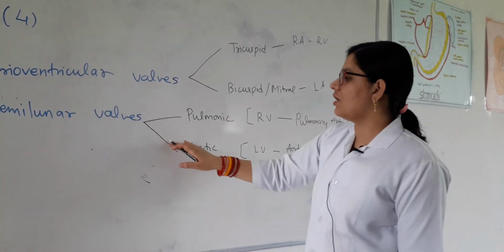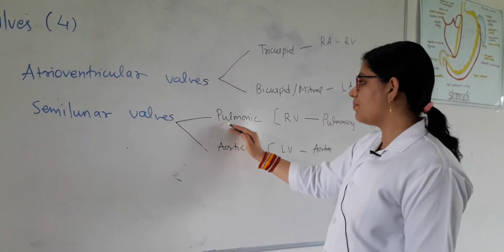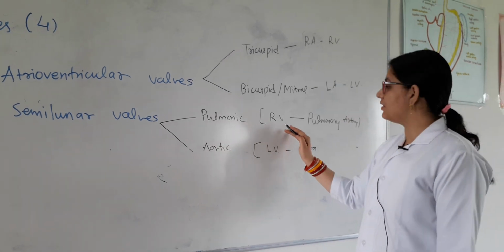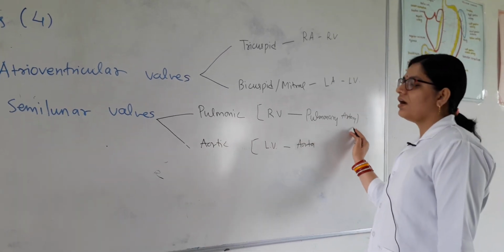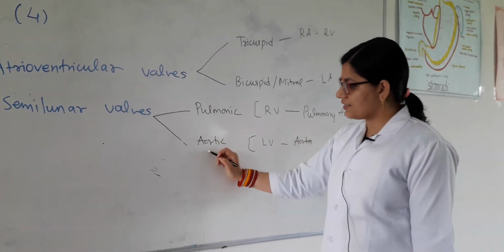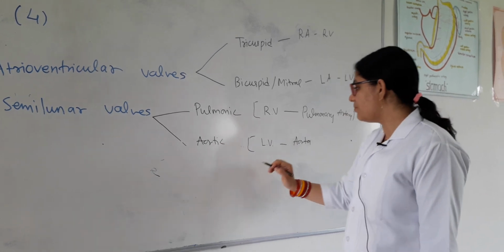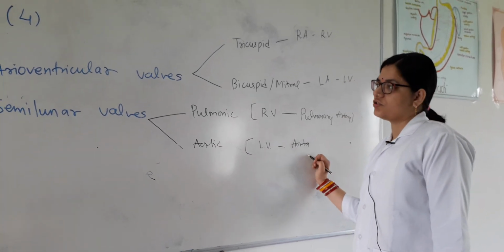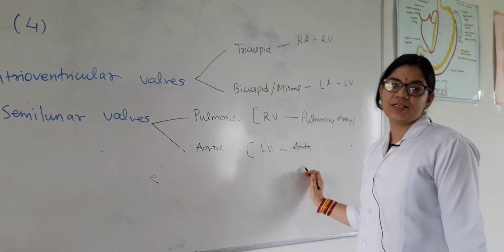Now the semilunar valves. The first one is the pulmonic valve, which is present between the right ventricle and the pulmonary artery, and next is the aortic valve, which is present between the left ventricle and the aorta. So basically these 4 valves are present in the heart.